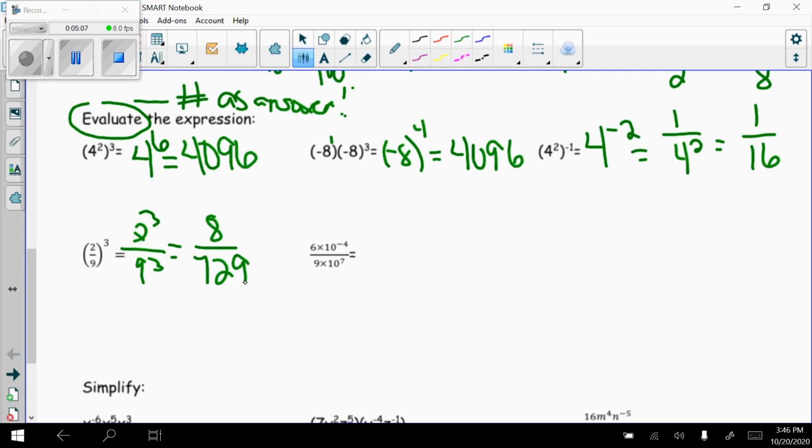6 times 10 to the negative fourth divided by 9 times 10 to the seventh. I can do the 6 divided by 9 and then times, I have a negative 4 exponent. It needs to move down to the bottom, and then I would add them. So that times 10 to the 7 plus 4 becomes 11. Now the 6 and the 9, I can reduce that. They both have a 3 in common, so that becomes 2 over 3 times 10 to the 11th power.